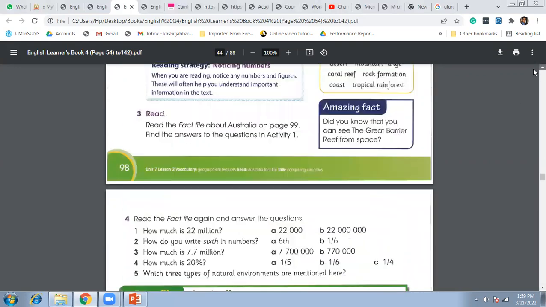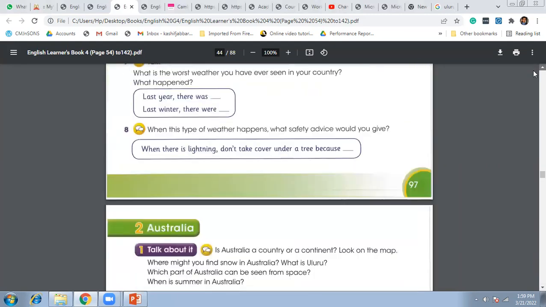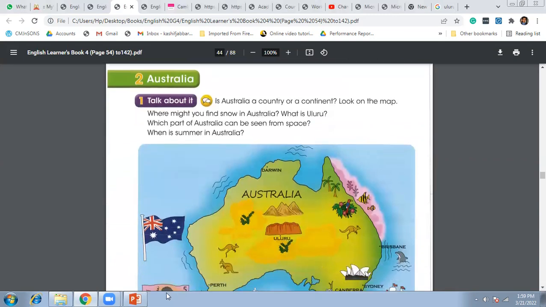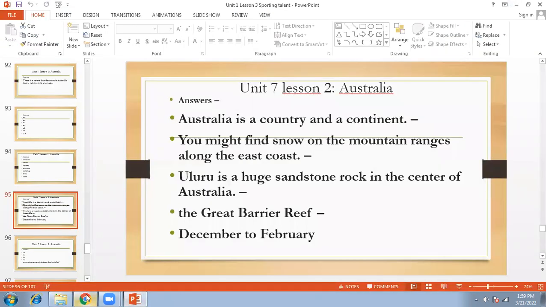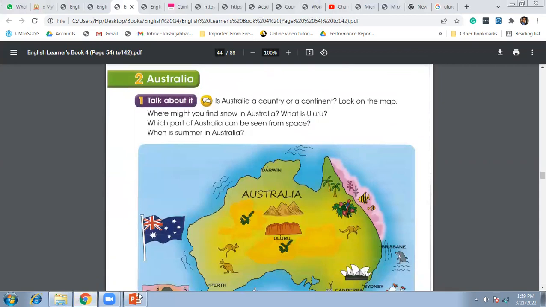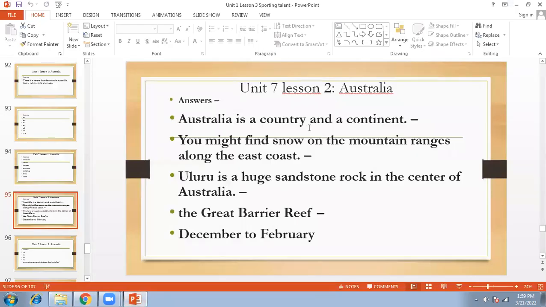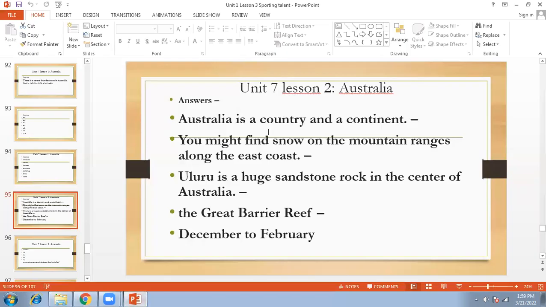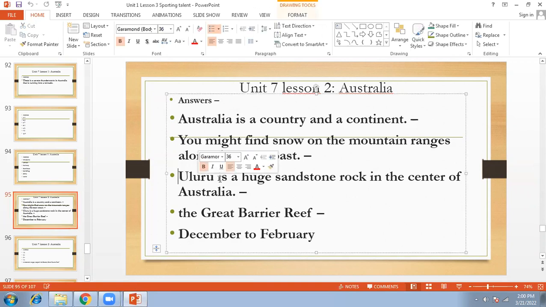Then you can see the answers to all the questions which I'm going to show you here, and those who didn't complete the answers during the class can complete them now by watching this video. Here, is Australia a country or a continent? So you can see Australia is a country and a continent both. Second question is where you might find snow in Australia, right? So you might find snow in Australia on the mountain ranges along the east coast.